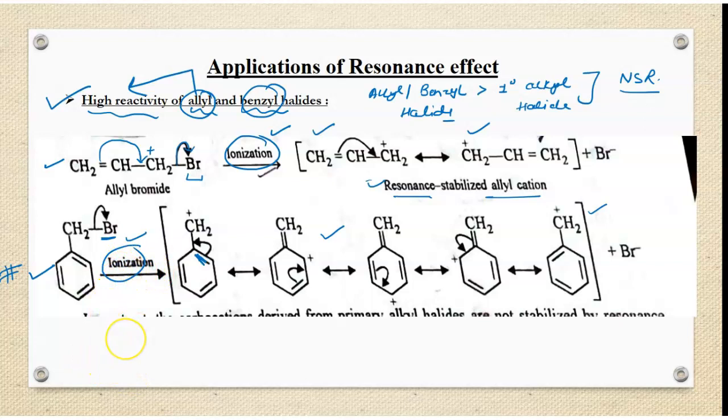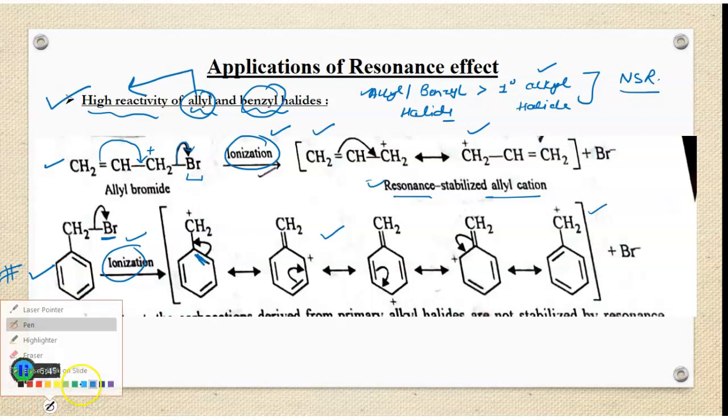Now comes the question: why are the carbocations derived from primary alkyl halides not highly reactive? The answer is very simple, because they do not give you highly stabilized resonance structures. Your primary alkyl halide does not give you such stable resonance stabilized structures, as you see in the case of allyl and benzyl, which is why they are not as reactive in nature. So this is the second application.